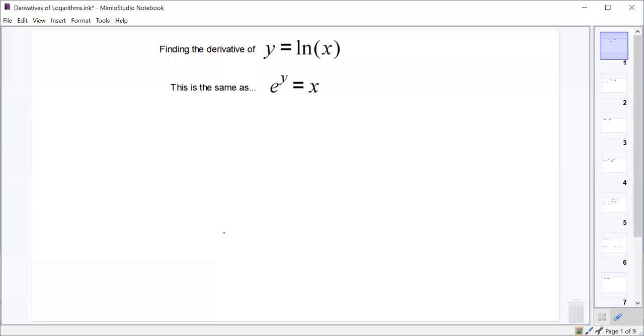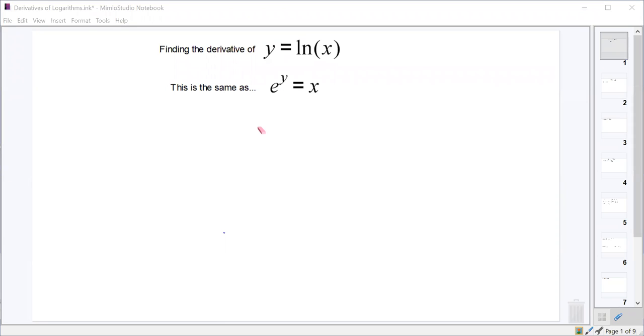We want to find the derivative of the natural log of x. Y equals the natural log of x. Everybody's familiar with natural log and what it is, I hope. Right, it's just a logarithm with a base of e. That's what natural log is. It's a log base e.